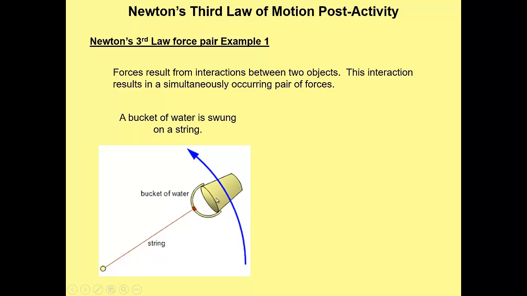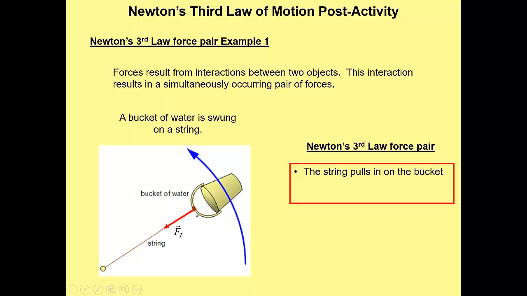Say I'm swinging a bucket of water in a circle. Bucket's attached to a string. Well, the Newton's third law force pair here would be that the string is going to pull in on the bucket. It's going to pull this way on the bucket. So by Newton's third law, what's the bucket doing? Well, it's going to pull out on the string. One force is on the bucket, one force is on the string. There is a relationship between those two forces. And so this is the pair. The string pulls in on the bucket, the bucket pulls out on the string. See some patterns there?